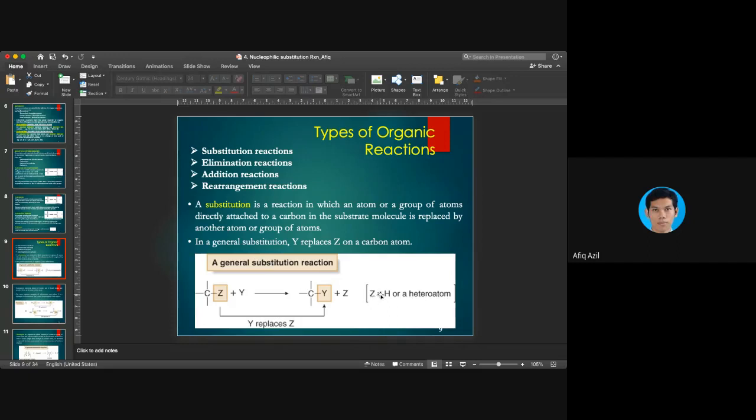So Z can be hydrogen or a heteroatom. So what is a heteroatom? A heteroatom is any other atom besides carbon. For example, you can have nitrogen, oxygen, sulfur, or phosphorus.